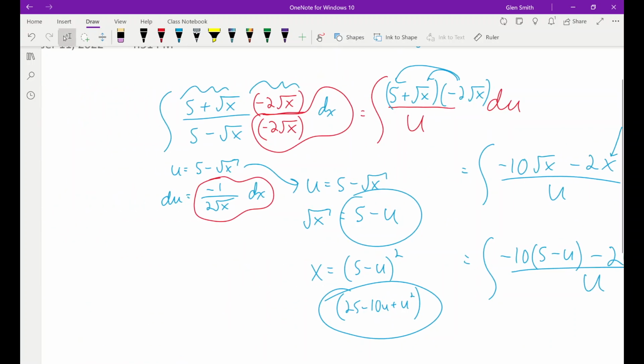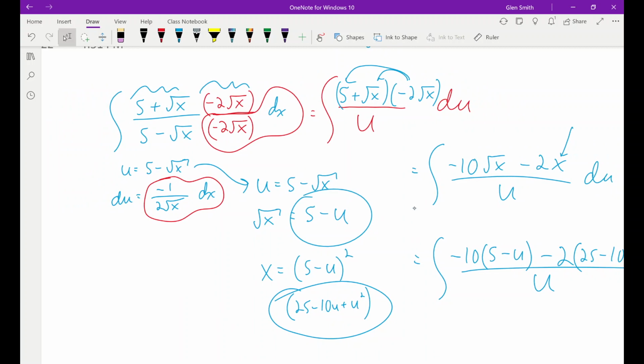So just to recap here, I let u be the denominator. I didn't have the du that I wanted, so I just forced it to be in there while kind of canceling it out at the same time.